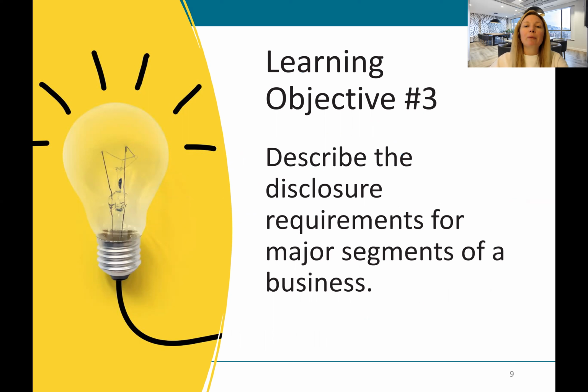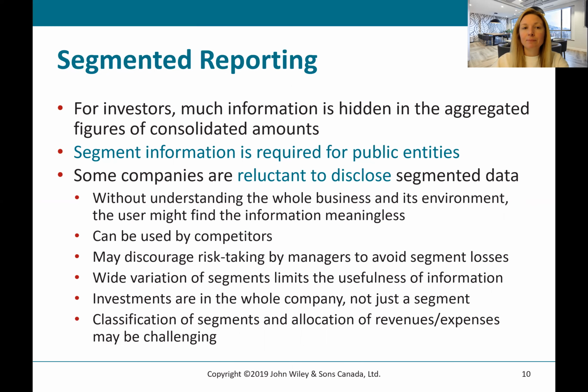So learning objective number 3, describe the disclosure requirements for major segments of a business. So segmented reporting means that for investors, a lot of information is hidden in the aggregation of the financial statements. So you might have one entity that does manufacturing and one entity that does mining. If you add those together, it's hard to really understand what's happening with the two different entities. And that's where segmented reporting comes into play. So segmented reporting is required for public entities where we have to disclose those separate segments of the business separately in the notes to the financials.